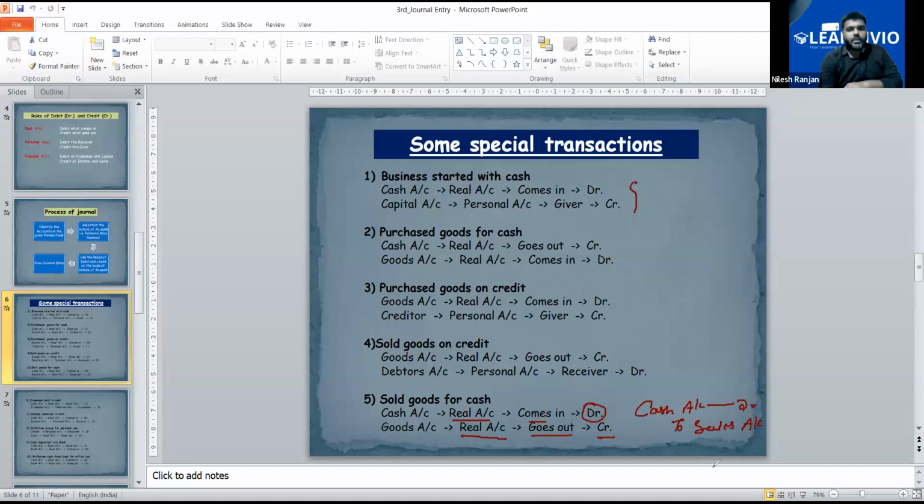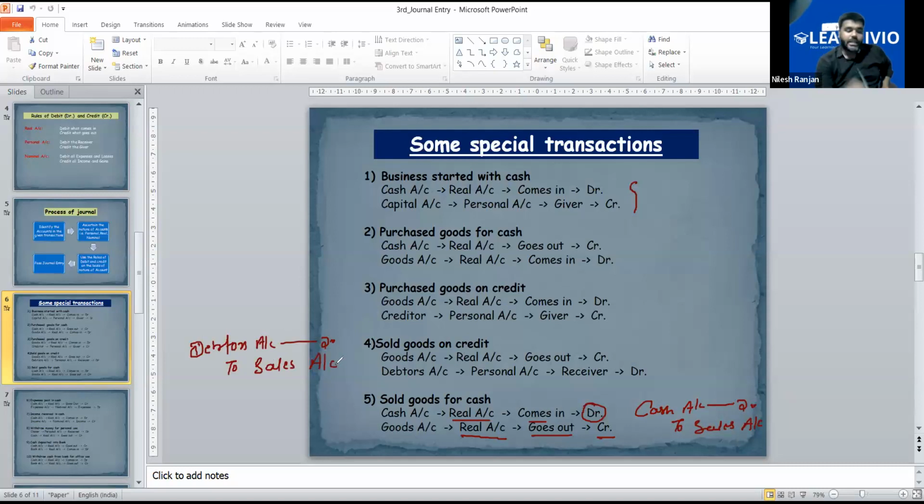Okay. After that, sold goods on credit. Sold goods on credit means now you are not getting any amount in cash. You are giving goods, but not receiving cash. So in that case, you have to write the name of that person instead of cash. Here it will be debtors account debit to sales account, because the debtor is a receiver here. He is receiving goods. So that's why we have to write his name.